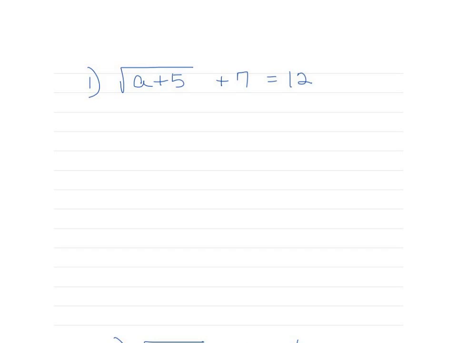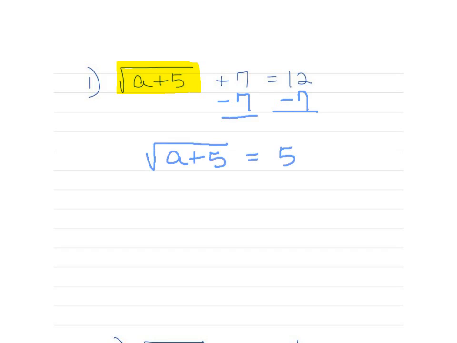Number 1, radical a plus 5 plus 7 is equal to 12. So, the first thing we need to do is isolate the radical expression that contains our variable. So I want to isolate this entire expression. In order to do that, I need to remove 7 from both sides of my equation. So let's go ahead and subtract 7 from both sides. Bring down radical a plus 5 is now equal to 5.